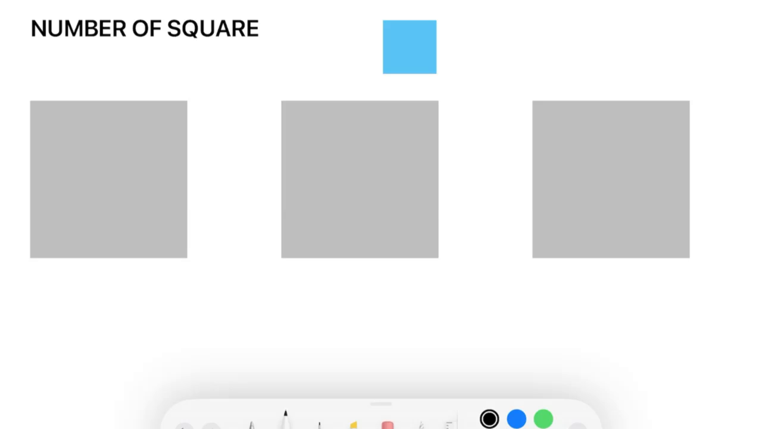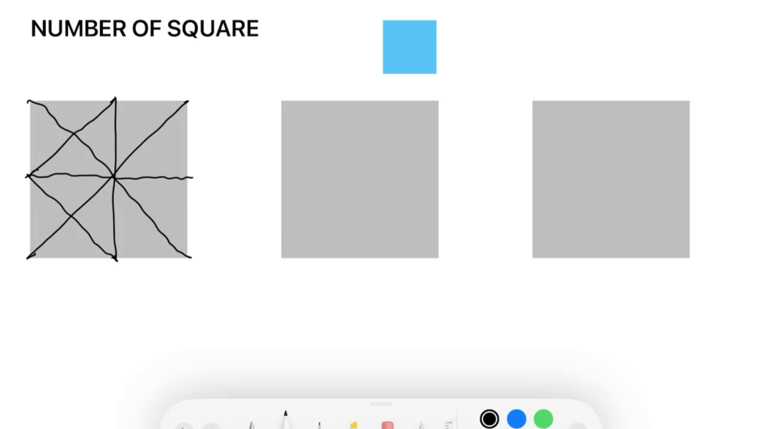Let's move to another problem. What if the diagonal lines are there? What if the horizontal and vertical lines are there? What if the connected lines are also there? Okay, again, nothing different in this case.